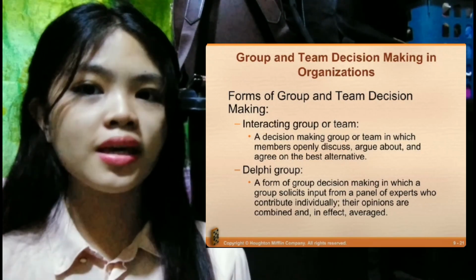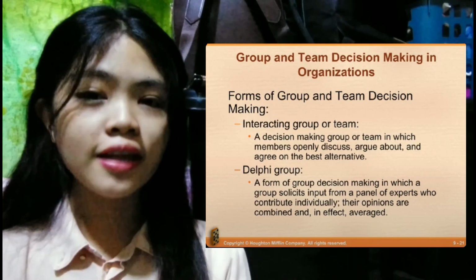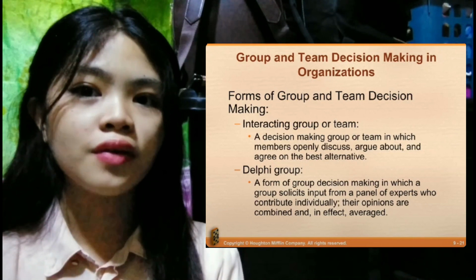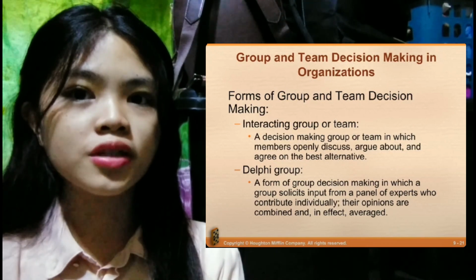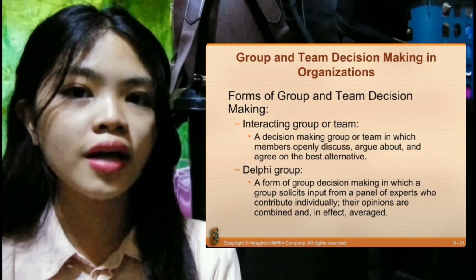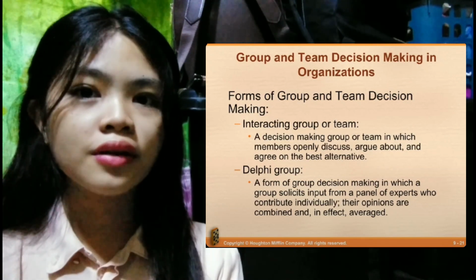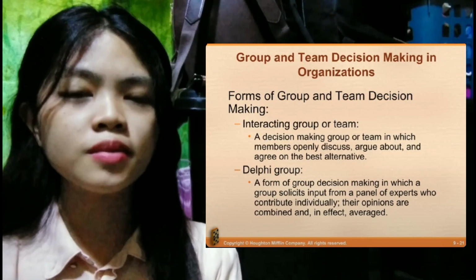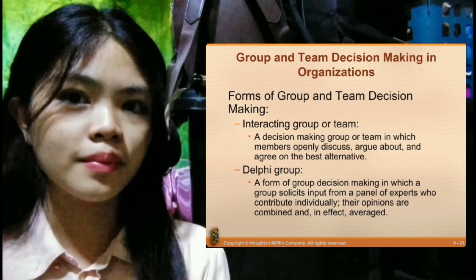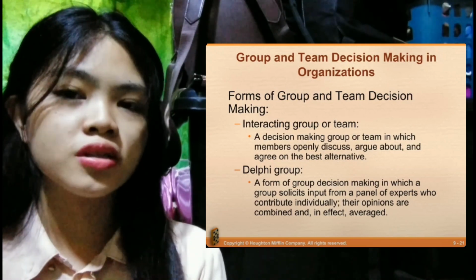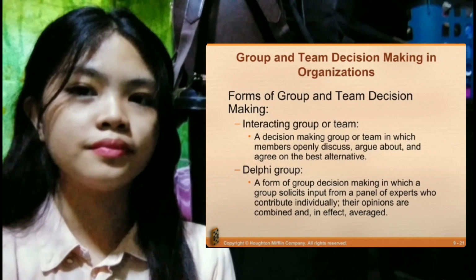Group and team decision making in organizations. Forms of group and team decision making. First is the interacting group or team, a decision making group or team in which members openly discuss, argue about, and agree on the best alternative. It is the widely used method of having team members have an unstructured discussion of the problem. Participants propose solutions. The group actively debates what the best course of action is.